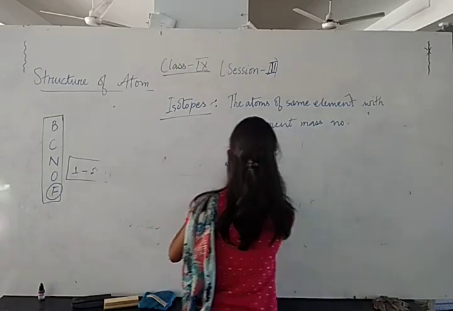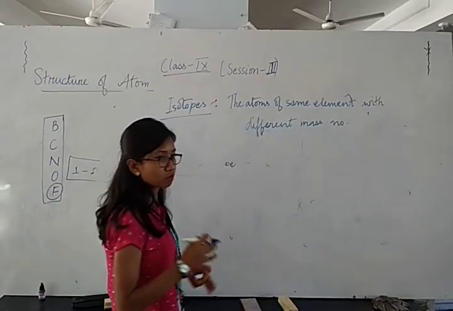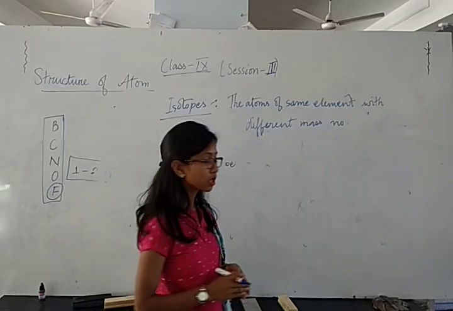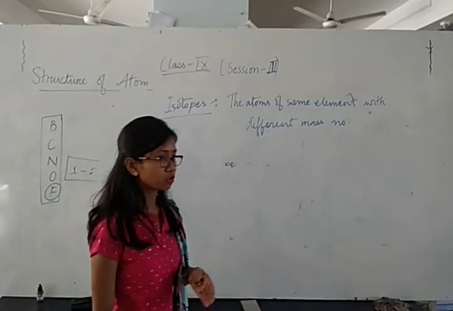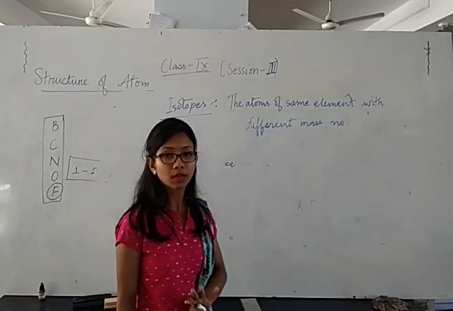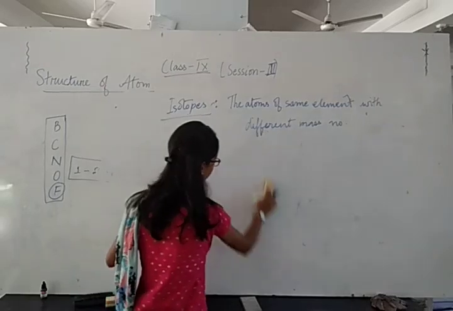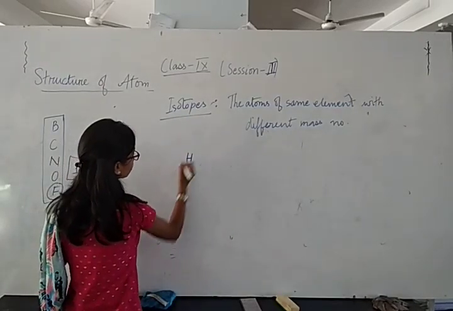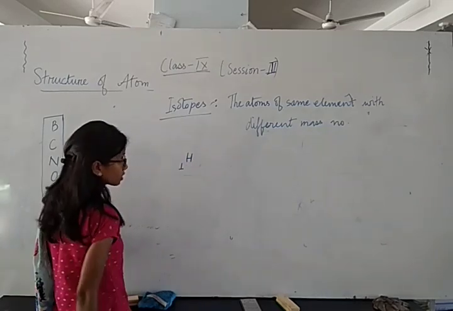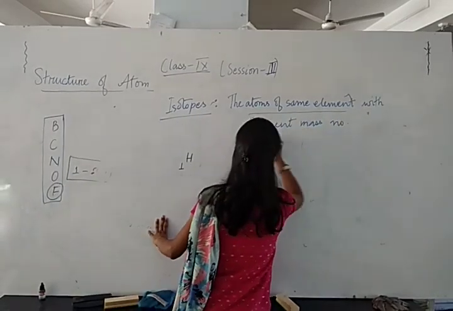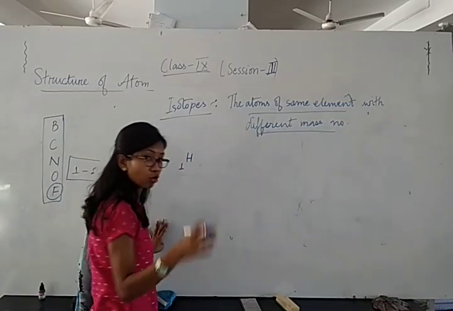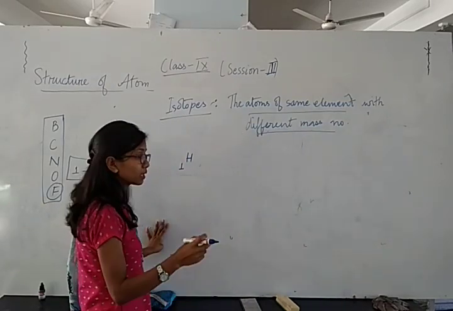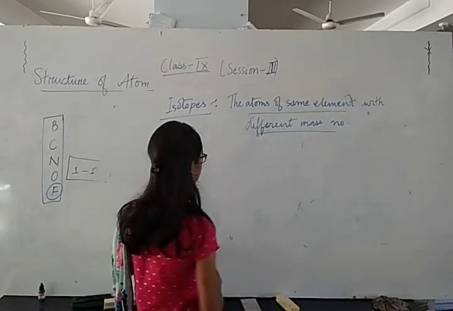For example, this question comes repeatedly: give the isotopes of hydrogen, give the isotopes of chlorine, or what is an isotope? Give an example. This question comes for 2 marks in your final exam. So see some examples of isotopes. Take hydrogen. Atoms will be of the same element, but the difference will be the mass number.